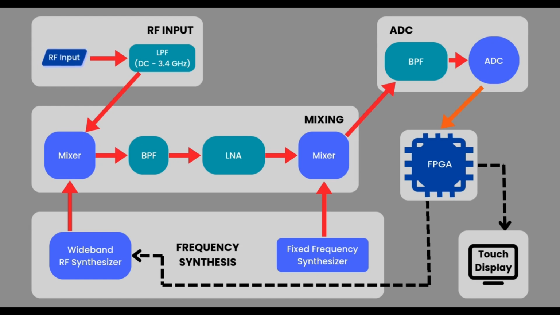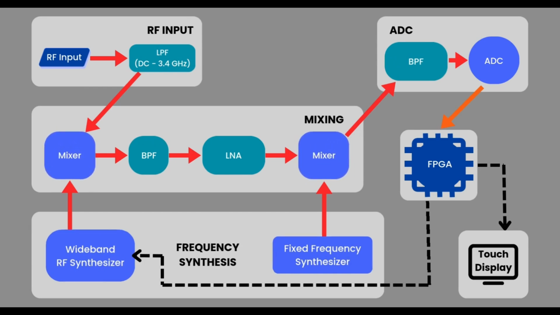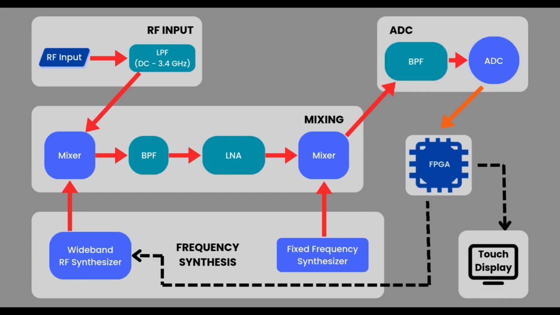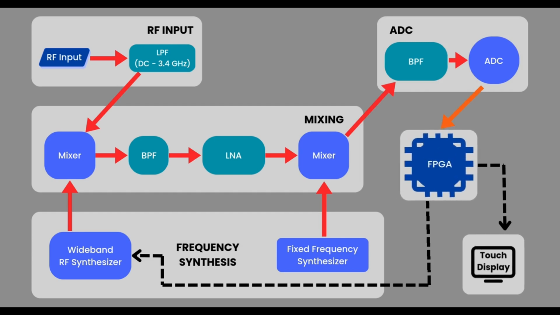accessible and affordable. Before we dive into the specifics, let me give you a simple overview of how everything works together. The signal starts at the input. This is the RF signal we are analyzing. We pass it through filters to clean up noise. Then mixers convert it to a manageable frequency through some up conversions and down conversions. Voltage controlled oscillators are used to produce the required frequencies for mixing. Then we use an ADC to convert the signal to the digital domain, and the FPGA processes this data and sends it to the touch display.